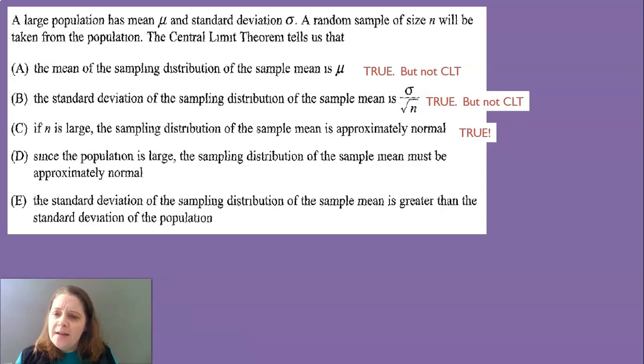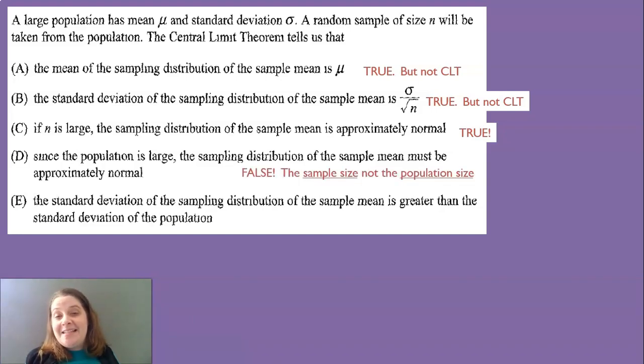Okay, the next one says, since the population is large, the sampling distribution of the sample mean must be approximately normal. Okay, this is not true. The population can be enormous, but it's that sample size, not the population size, that determines whether or not the central limit theorem can be applied in this situation.